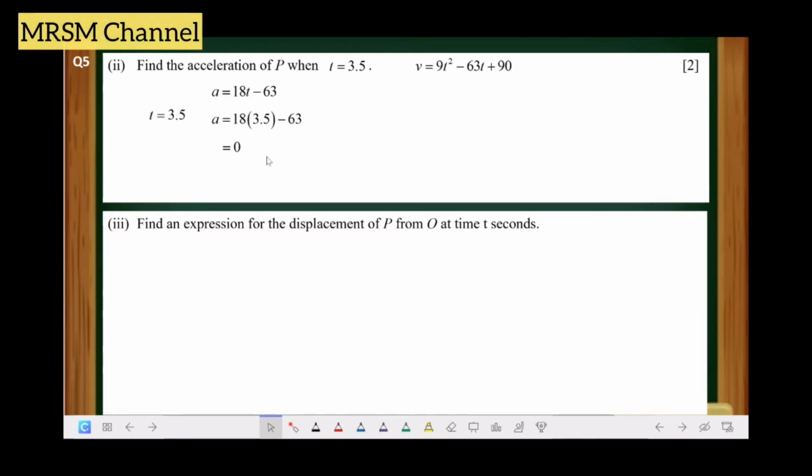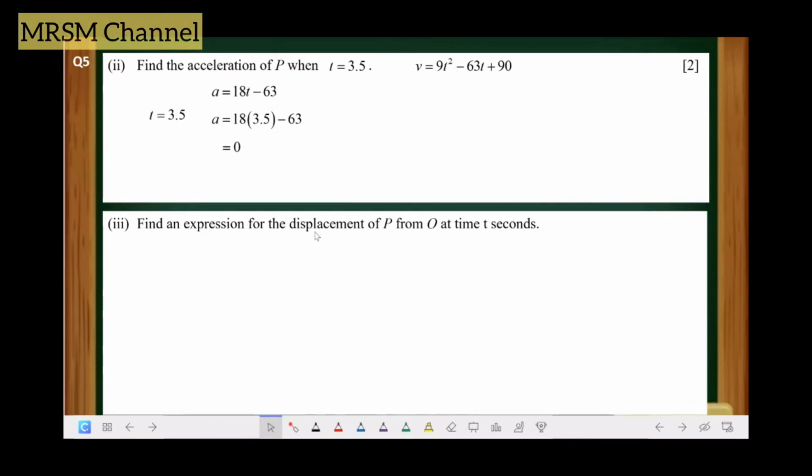Okay, jangan panik bila dapat a 0. Ada je masa dia acceleration 0, meaning that the particle move in uniform velocity. So tak ada acceleration. Okay. Right. Next, the question asks you to find expression for the displacement of P from O at time t seconds. Maksudnya dia suruh cari x in terms of t lah, cari function s, ataupun function x. Alright.